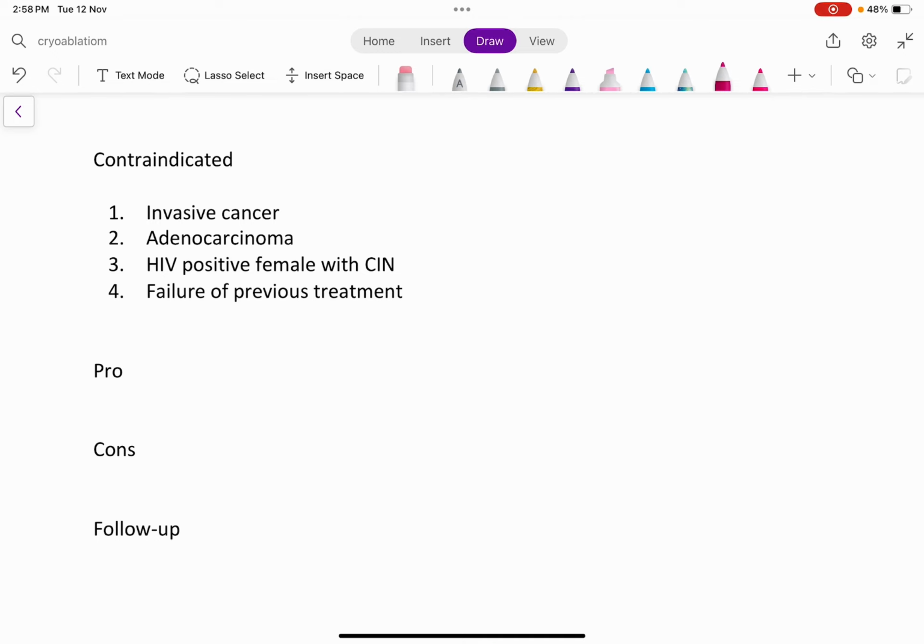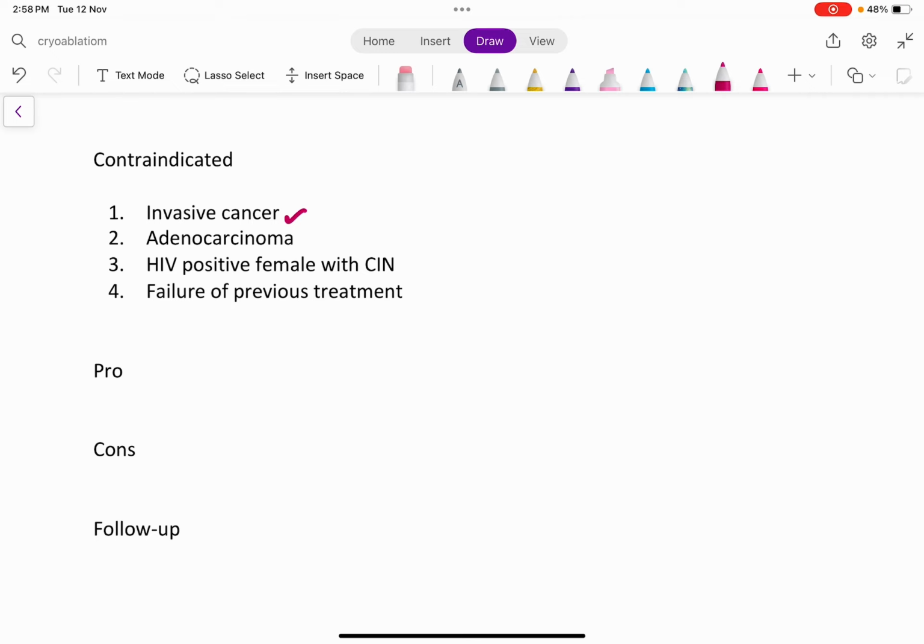Ideally, the contraindications are the opposite of the indications, right? So if invasive cancer is present, the treatment will become hysterectomy, radical hysterectomy, followed by radiotherapy. Therefore, no invasive cancer and no glandular disease such as adenocarcinoma should be present. So, what are the contraindications?